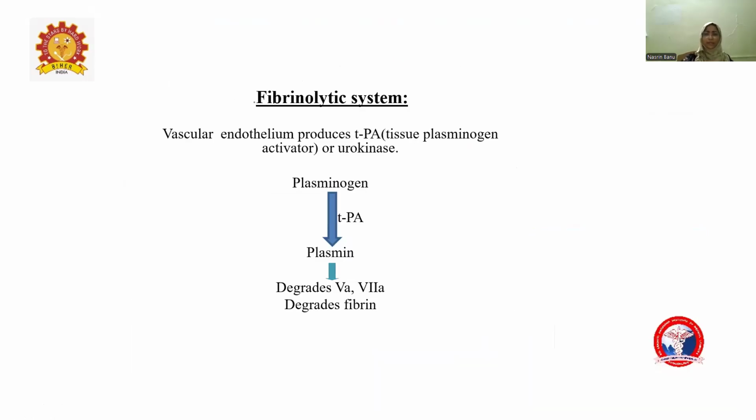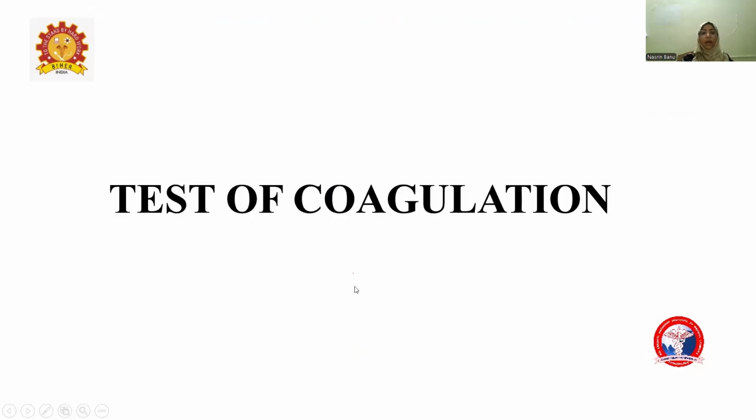And the fibrinolytic system: vascular endothelium produces tissue plasminogen activator or urokinase. Plasminogen will convert into plasmin in the presence of tissue plasminogen activator, and this degrades factor 5A, factor 7A, and it also degrades fibrin. And now we will see what are the tests of coagulation.